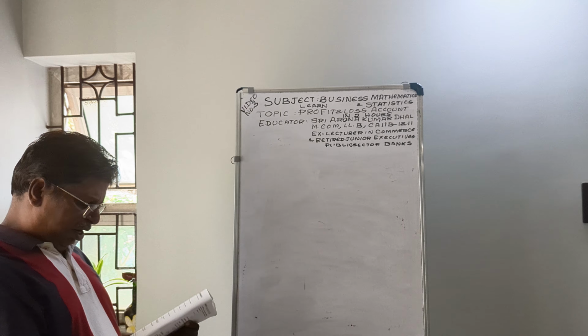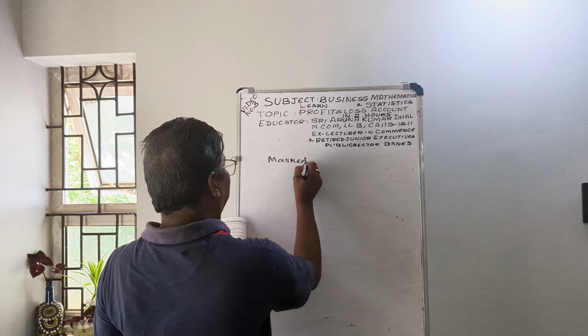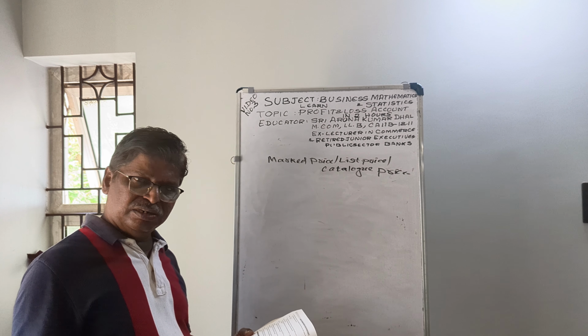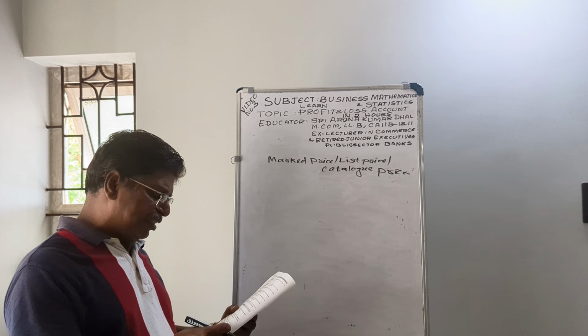So first is mark price, or list price, also known as catalog price. The price listed on the face of the article is known as list price, catalog price or mark price. This is the nominal price at which an article is quoted by a seller to invite offers from prospective buyers. This price stands printed, typed, stamped or written either in the price list of the article or on the body of the articles themselves for information of the prospects.